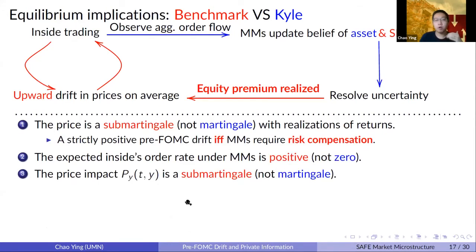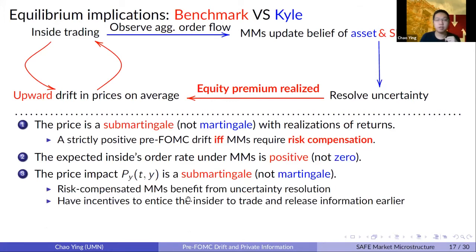Third, the price impact is also a sub-martingale. The intuition is that when the market makers are risk compensated, they will benefit from this uncertainty resolution, so they have the incentive to set the price impact to, on average, increase over time, such that the insider will trade and release the information earlier.